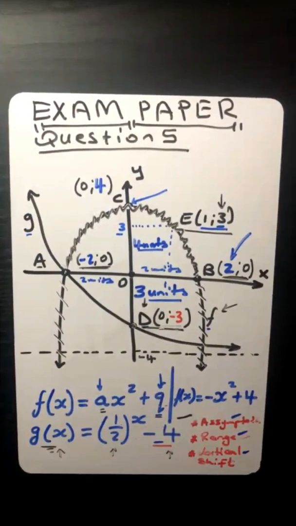I think it's -2 less than or equal to x, and b.